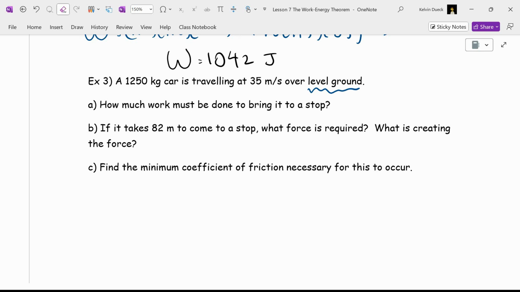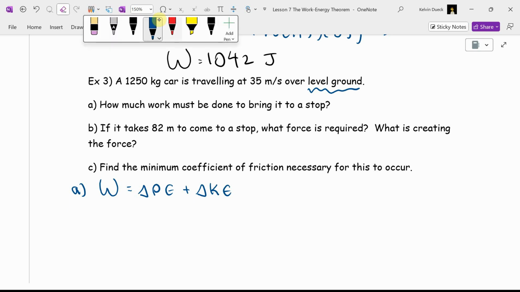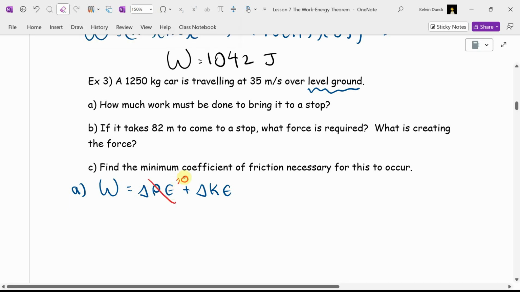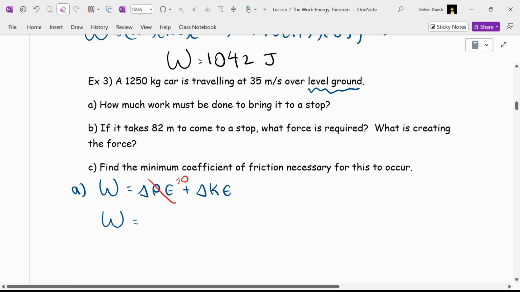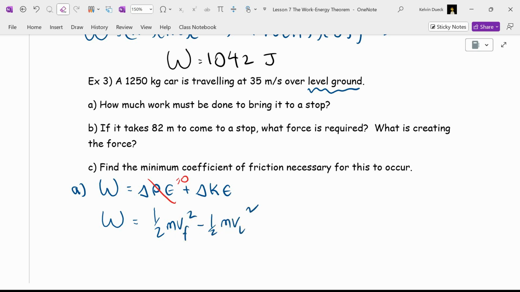We're going to use our third definition of work, the work energy theorem. That's the one that says work is the change in potential plus the change in kinetic. Jaden, what two words did I underline? What does that mean? No change in height. That's 0. In fact, we're going to end up with work equaling, because change in anything is final minus initial, a half mv final squared minus a half mv initial squared. Are any of those zeros?